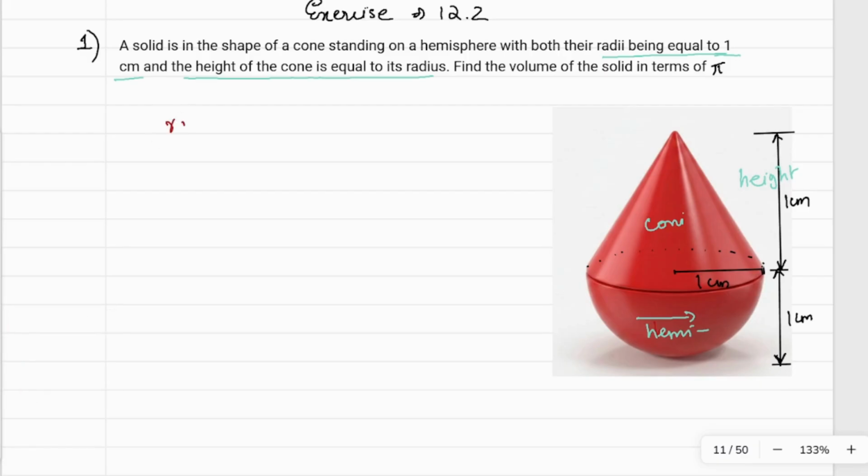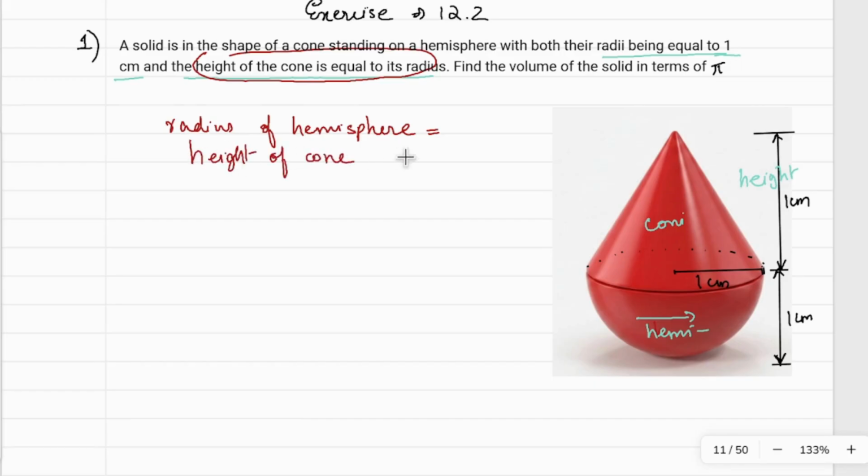So let me write it here. Radius of hemisphere is equal to the height of the cone, which is again equal to 1 centimeter. So I got H and I got R.